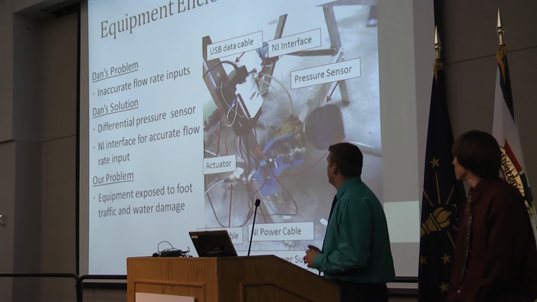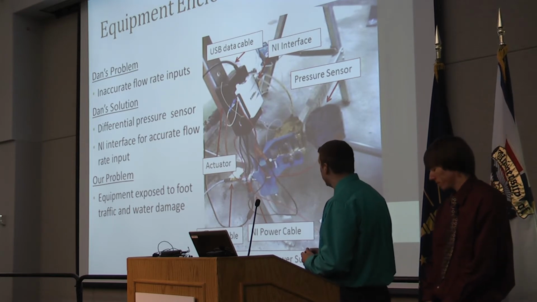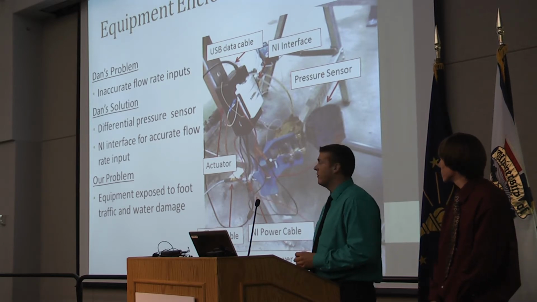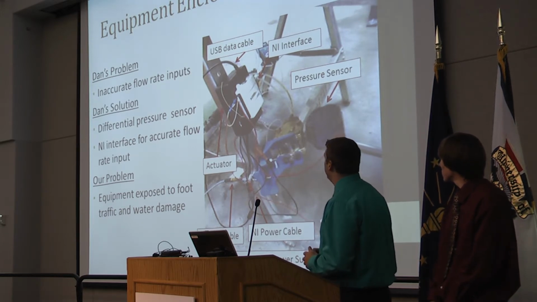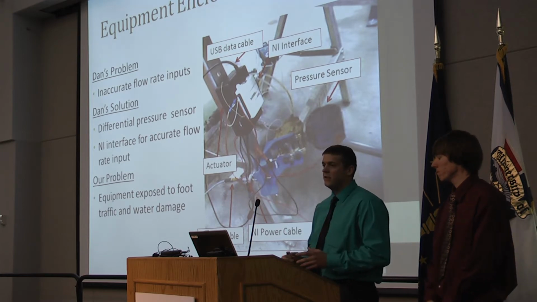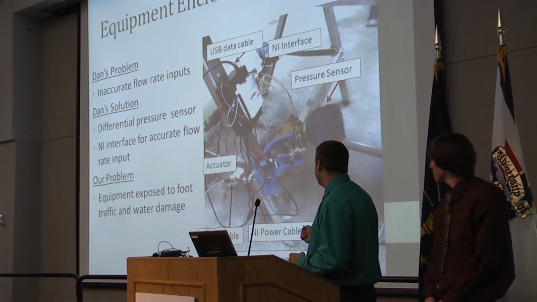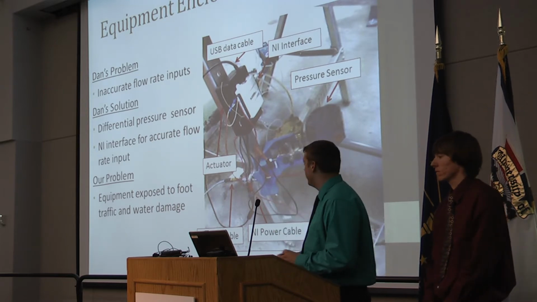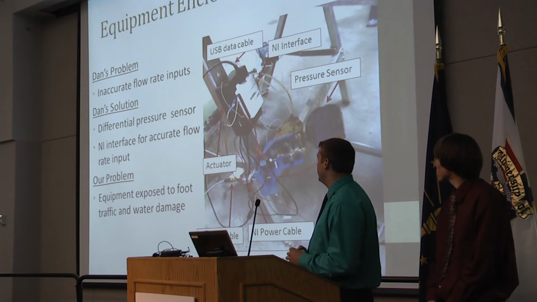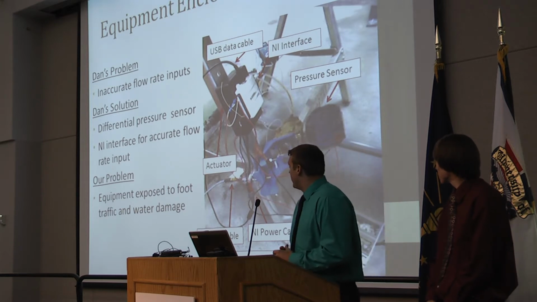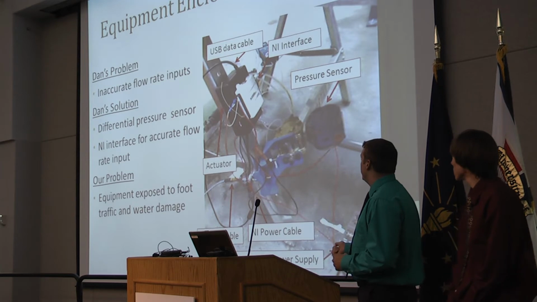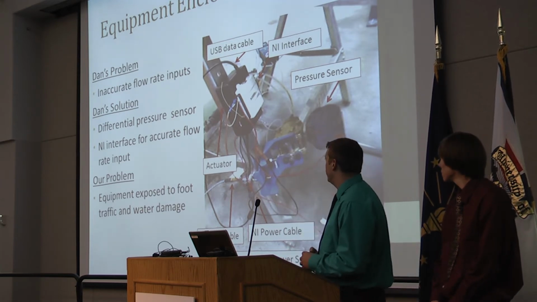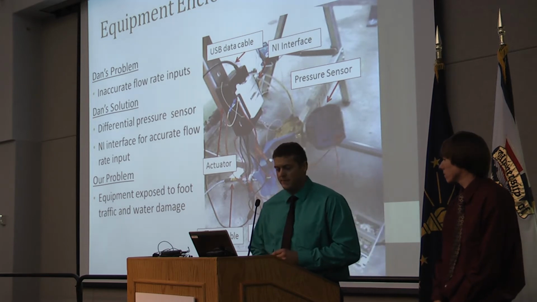So this is the electrical equipment that Dan used, and for Dan to be able to obtain accurate flow rates, he implemented a differential pressure sensor here. And this just measures the pressure difference across an orifice and then sends a voltage to this NI interface. And the NI interface then sends it to LabVIEW, where the user can see the flow rate that's being sent out. But our problem was that this equipment is placed under the riverbed that you saw in the original slide, and is exposed to foot traffic and water damage from people being in the lab.